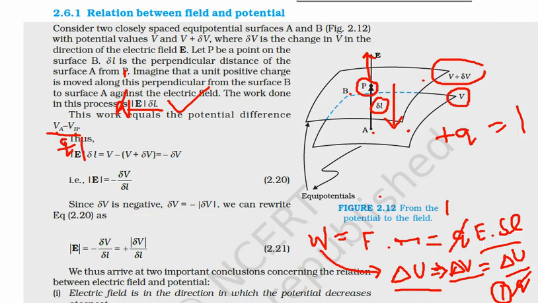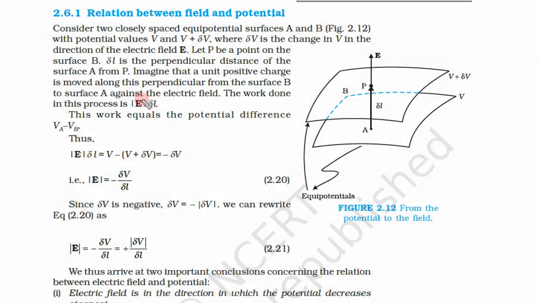So what has happened? So let us put together EDL from here. Now potential difference VA minus VB. So VA is V, minus VB, which is V plus delta V. So there is a negative delta V.